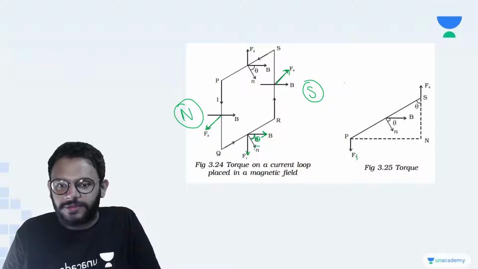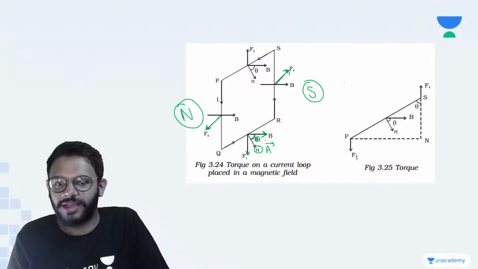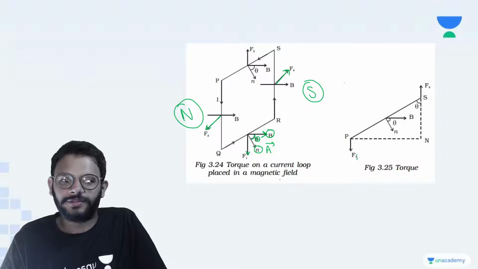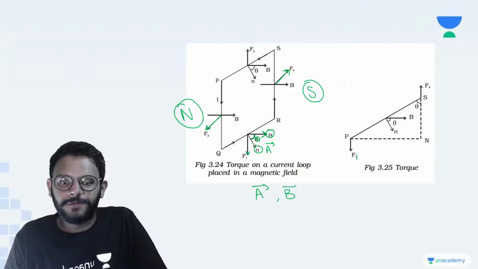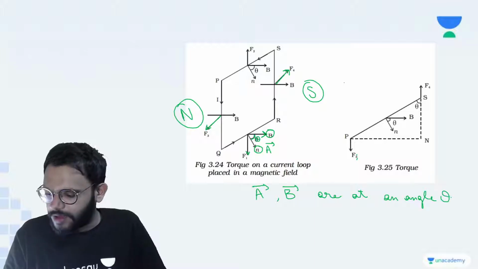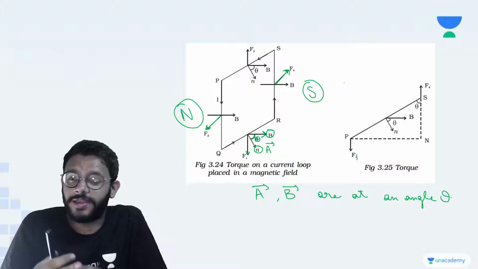I can also say that this area vector's direction is perpendicular to my plane's direction, and the angle made by my B vector and my A vector is theta. So A vector and B vector are at an angle theta. Now you might ask me, what is the way to find out the direction of the area vector?